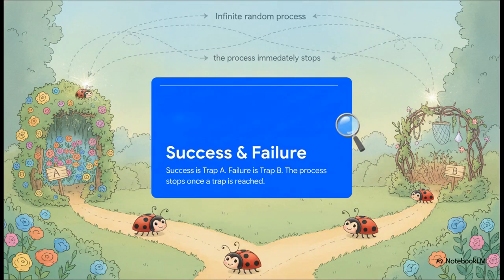Okay, let's lay down the ground rules. Our bug's ultimate goal is to safely reach trap A. We're going to call landing in trap A a success. On the flip side, tumbling into trap B, that's a failure. And here's a super important rule to keep in mind. Once the bug reaches either trap, the whole process just stops cold. Game over. The bug doesn't keep wandering, it has no memory of its past moves, making every single decision based solely on where it is right at that exact moment.